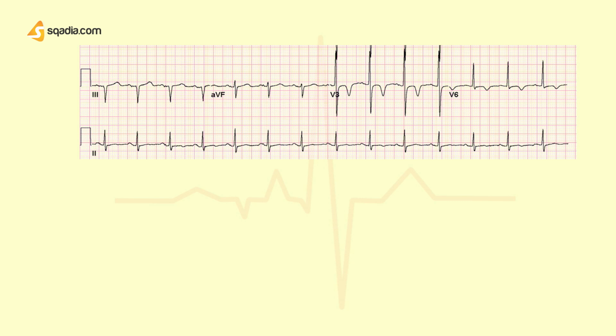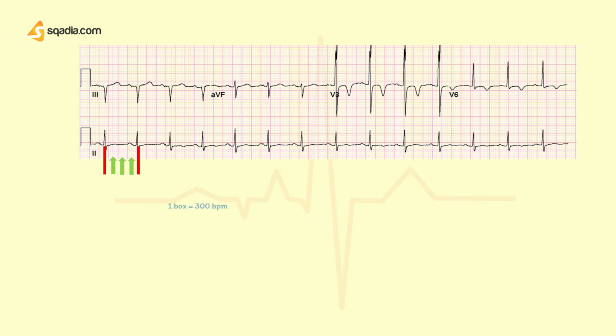I know. Easy, right? I'm just kidding. No one really counts it that way. I mean, you could, but almost everyone uses a much quicker and easier method, by just counting how many big boxes pass between the two QRS complexes.